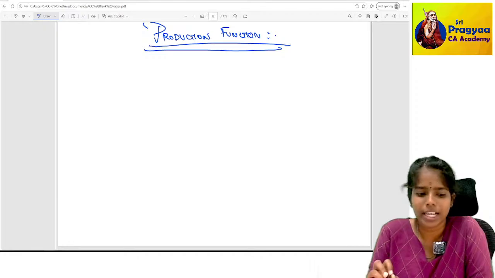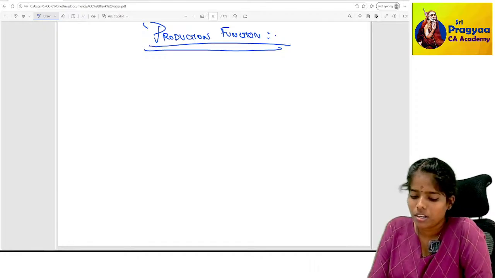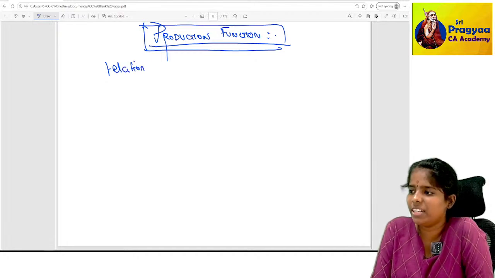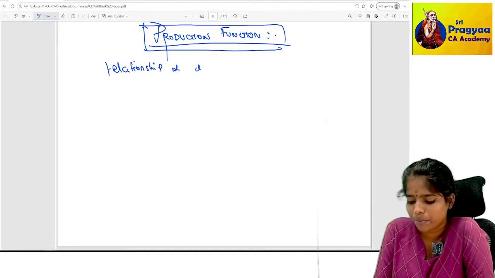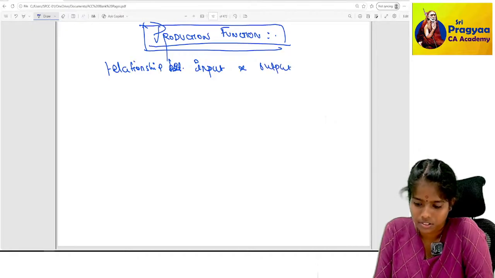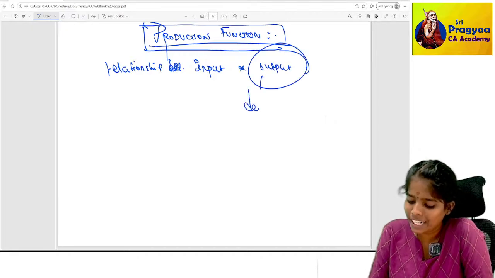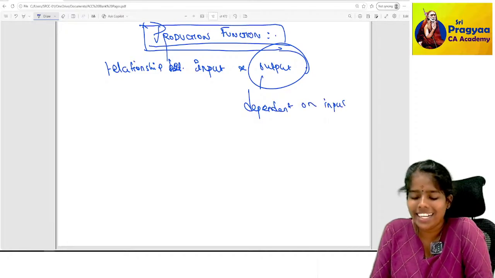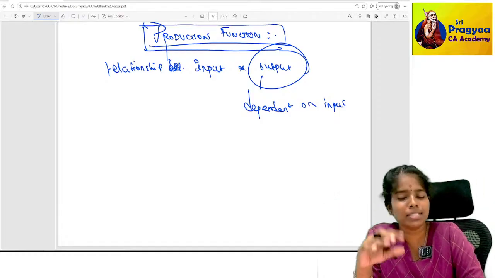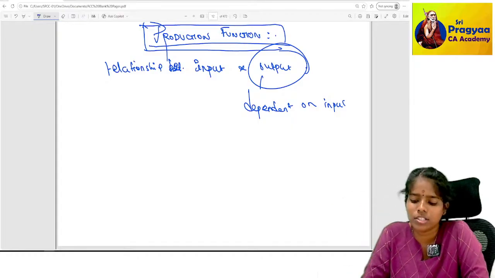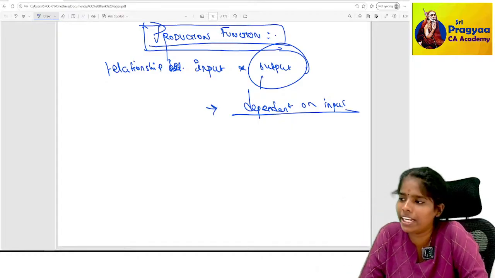Now we are going to see production function. Production function is the relationship between input and output. Output is dependent upon input, correct? The quantity of product I am producing depends upon the input which I am letting in. Input பொறுத்து தான் output will be there. So output is always dependent on my input.